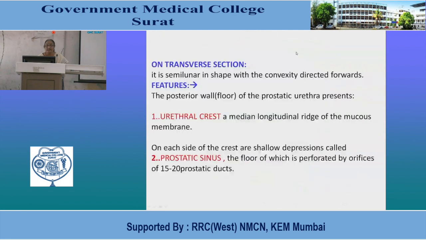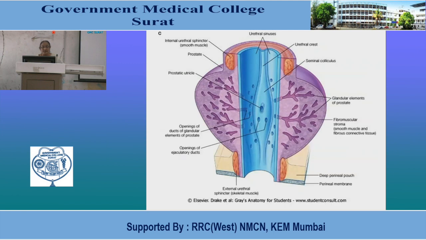Now second, on each side of the urethral crest are shallow depressions called the prostatic sinus, the floor of which is perforated by the orifices of the 15 to 20 prostatic ducts. Here the sinuses are visualized in the given diagram. Sinuses, right? So these are the urethral sinuses, number 2.